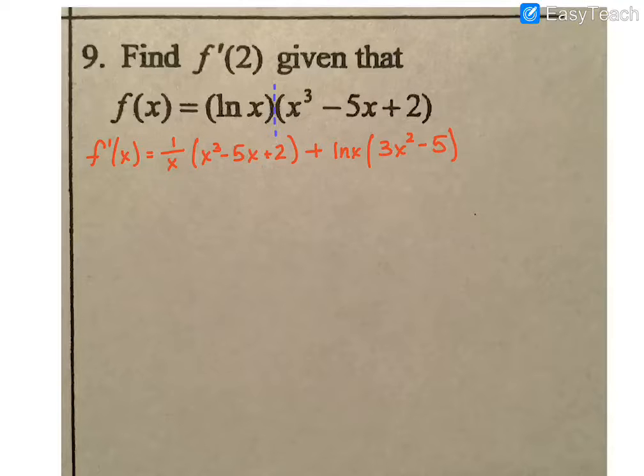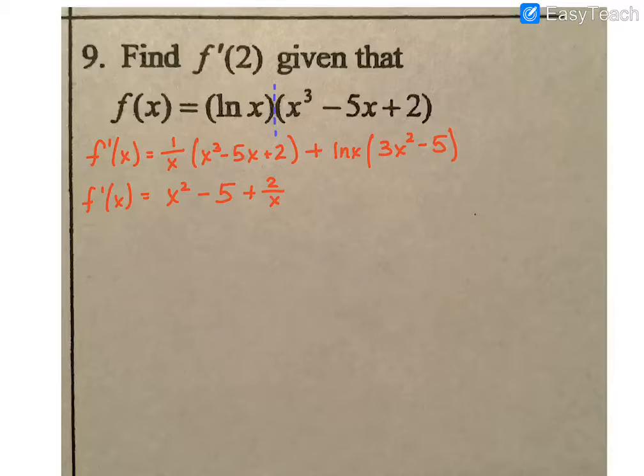At some point you have to plug the 2 in. I'm personally going to do a little cleanup before I plug the 2 in. You could go ahead and plug the 2 in and do it that way as well. The cleanup I'm focusing on is really at the front here, that when I multiply by 1 over x, that will clean up a little bit, so I can distribute the 1 over x. 1 over x times x cubed is x squared, minus 5 over x times x is just 5, plus 1 over x times 2 is going to be 2 over x.